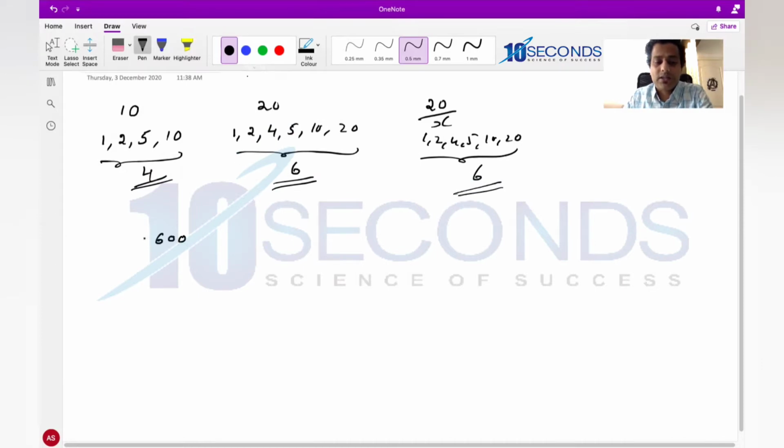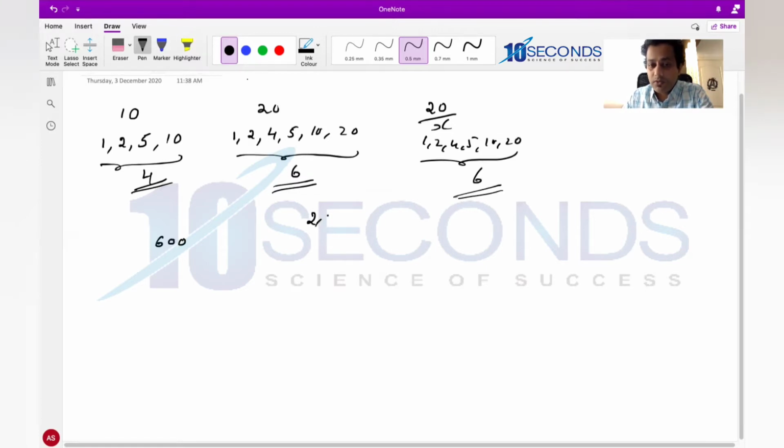So finding factors, you need to prime factorize it. What is prime factorizing? Prime factorizing is dividing by prime numbers only. First you need to divide by 2. If it is not divisible by 2, then you need to check 3. If it is not divisible by 3, then 5, then 7, and so on. But divide by prime numbers only. That is prime factorizing it.